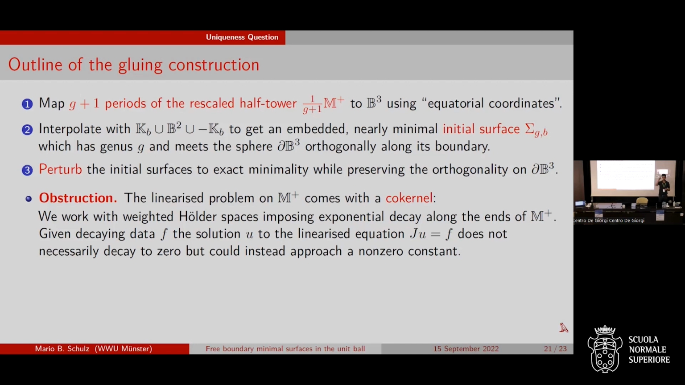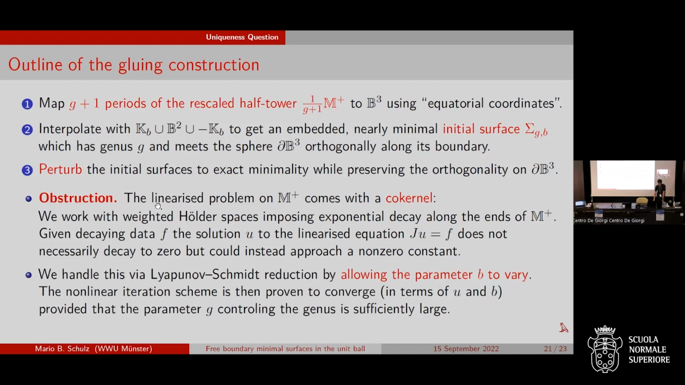Think of the equation Laplace U equals F, and F has exponential decay. Then U does not necessarily have exponential decay. Harmonic functions do not have to be zero. So that's what I mean by co-kernel here. The solution U, even though the data goes to zero, could approach a constant instead. And the way we get rid of this issue is by something called Lyapunov-Schmidt reduction.